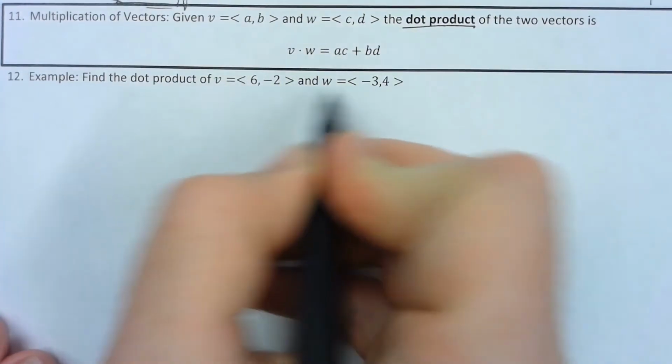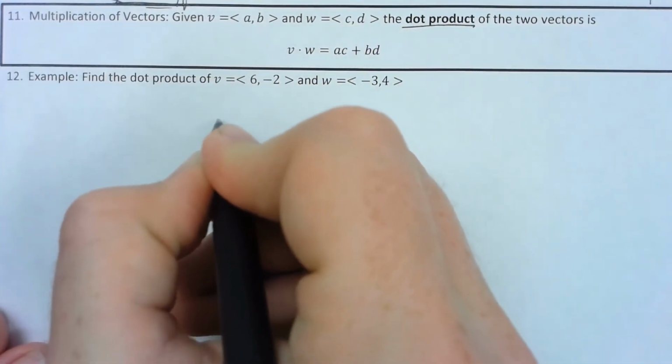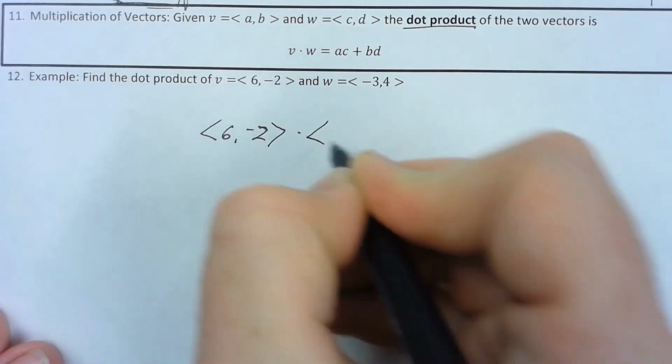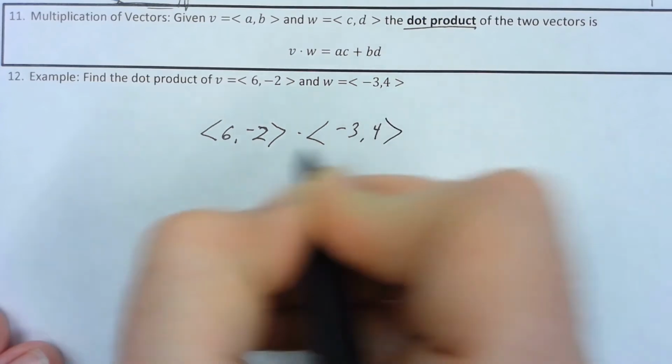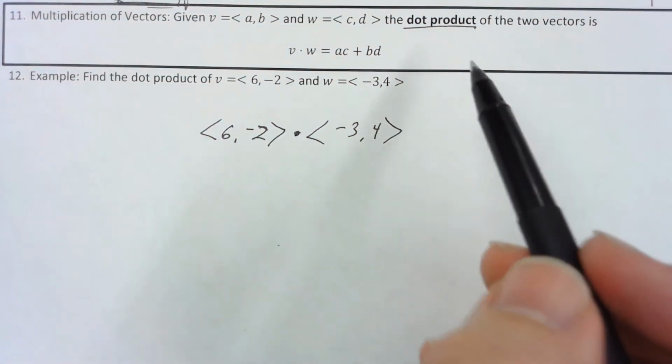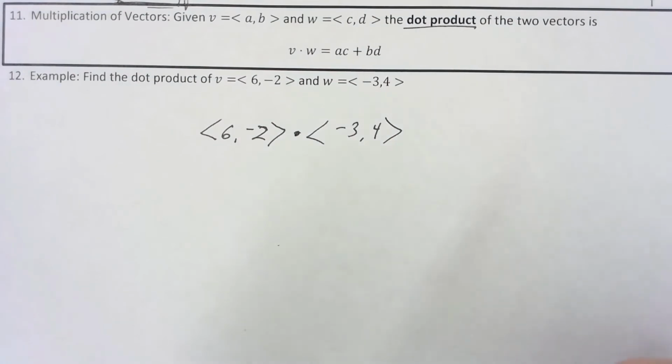So if I were to multiply these two vectors together using the dot product, I'm going to have 6 comma negative 2 multiplied with negative 3 comma 4 using the dot product. Now, it is important that we use a dot here and not an x, because there is something else called the cross product, which again uses different notation and concludes differently.